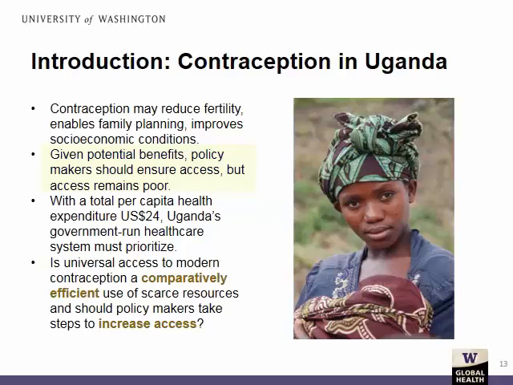And we also had this rationale that at the time, per capita expenditure in Uganda on healthcare was $24, a very small amount. And so the question is, what do you pay for and what do you not pay for? So should the government even prioritize an intervention like contraception?